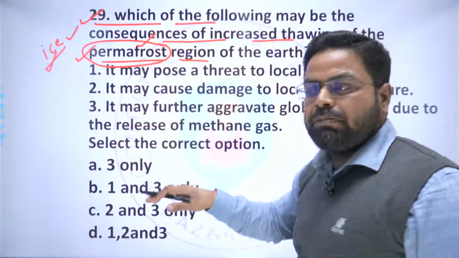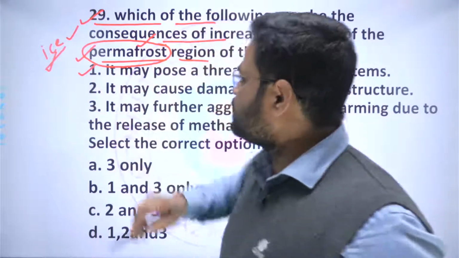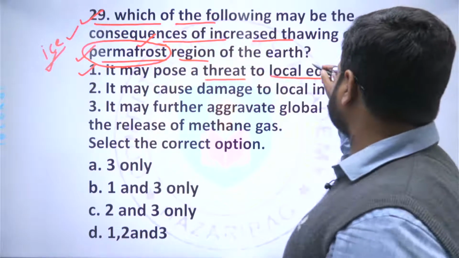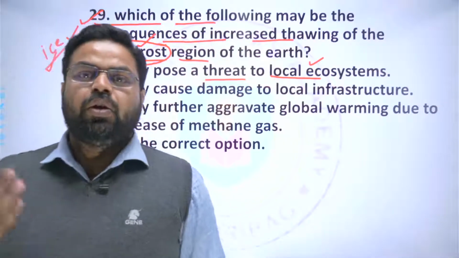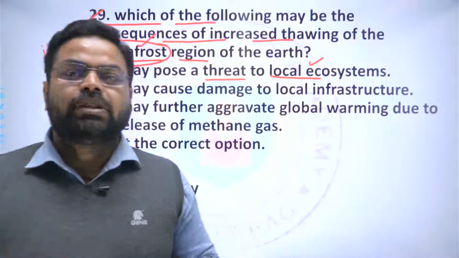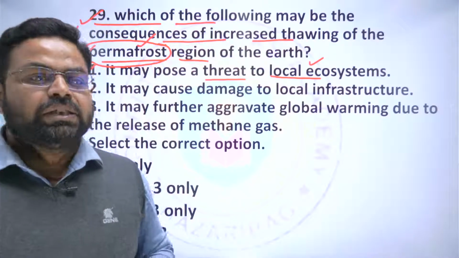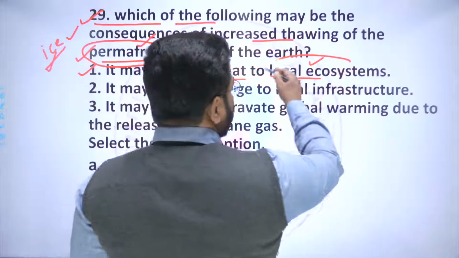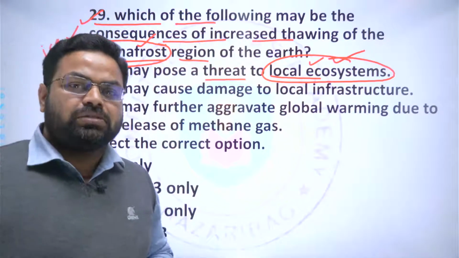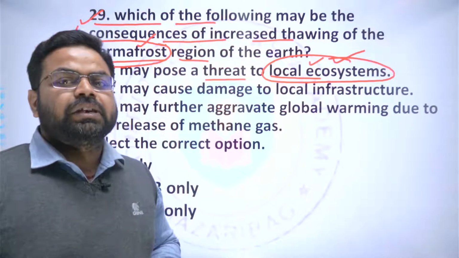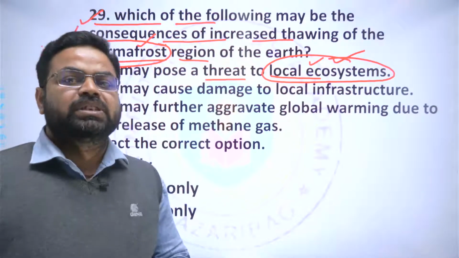So now considering the permafrost region, the question asks that we have to consider these statements. The first is that it may pose a threat to the local ecosystem. Definitely, if there is melting of the permafrost, then there will be loss of ice and exposure of the soil, which will completely change the ecosystem of that region, and there will be loss of the local ecosystem. The lichens and the mosses, the main vegetation of that region, will be lost, and the vegetation will shift to bushes, right?